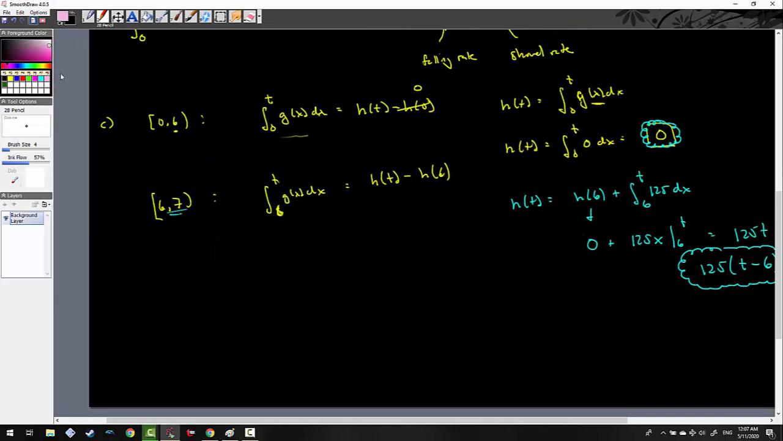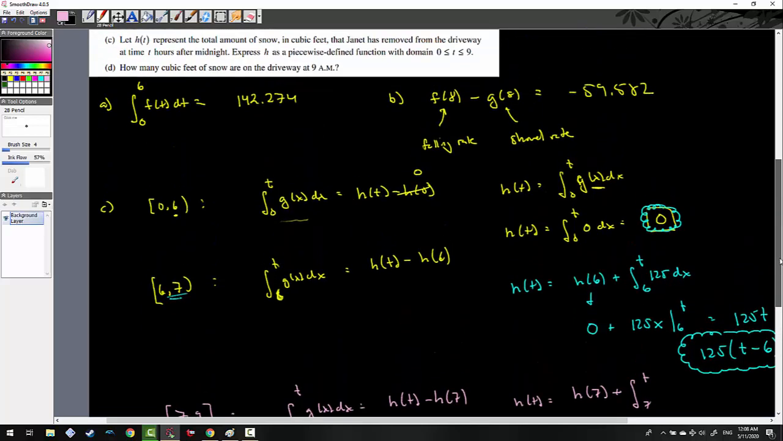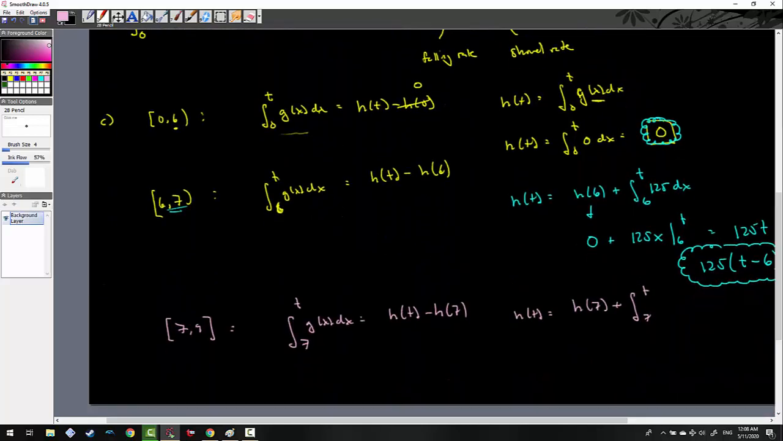I'm going to switch colors again one last time, and now we're going to go from 7 to 9. Well, again, what is that? This is going to be the integral from 7 to sometime t of g of x dx. And again, using the first fundamental theorem, I'm going to get h of t minus h of 7. So we can then say that h of t is equal to h of 7 plus the integral from 7 to t of, in this case, instead of using g of t, I'll use the function that actually exists there. So that's 108.